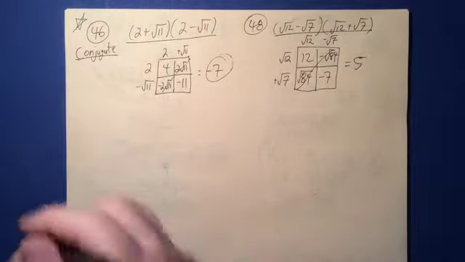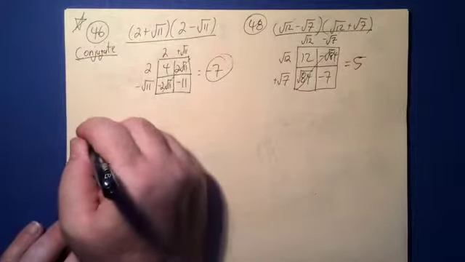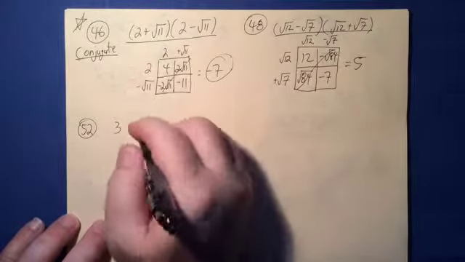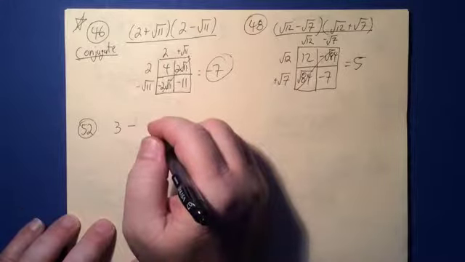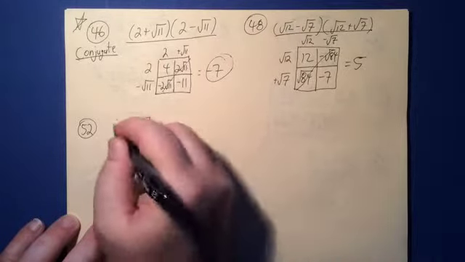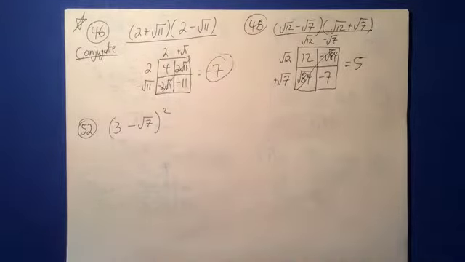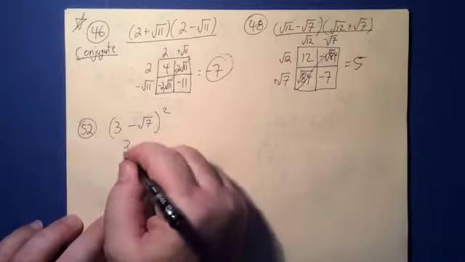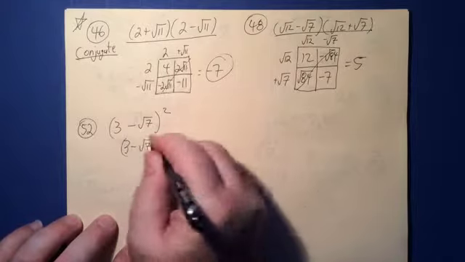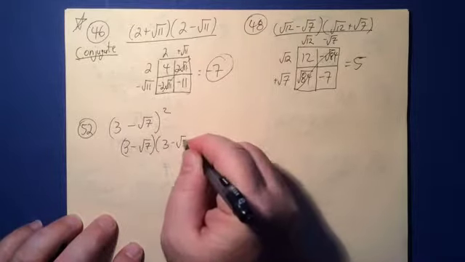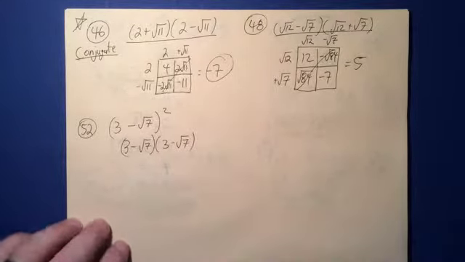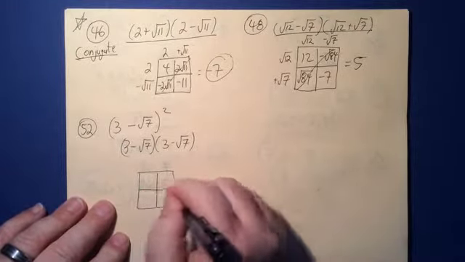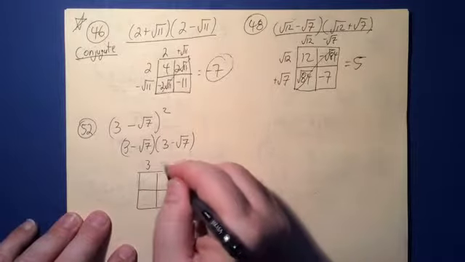So let's just take a look at 52. So 52 is 3 minus radical 7 squared. So when we square this, what we're really talking about is taking 3 minus radical 7 times 3 minus radical 7. And we're just going to do that with another box, much like we did in the previous problems.